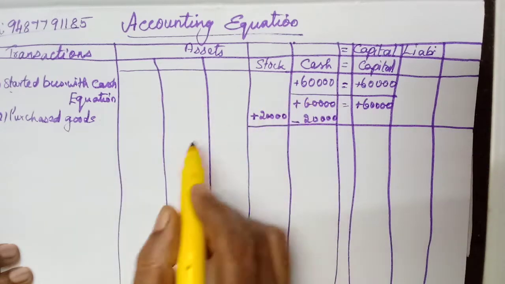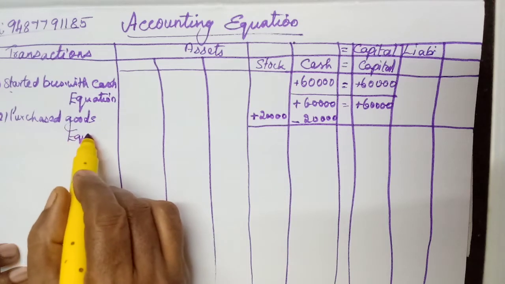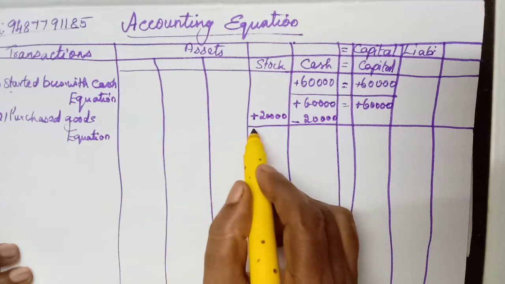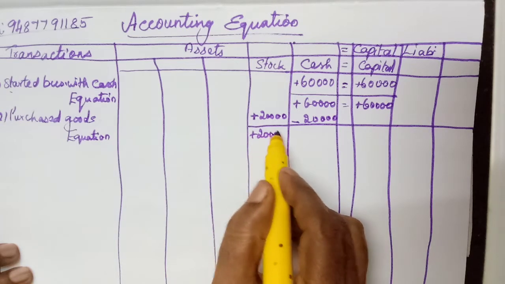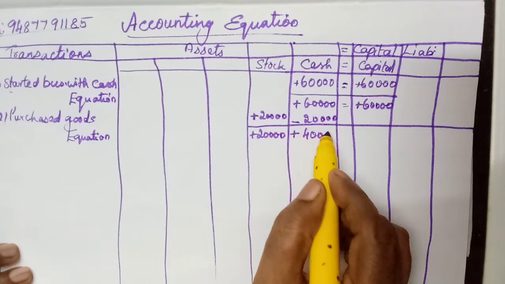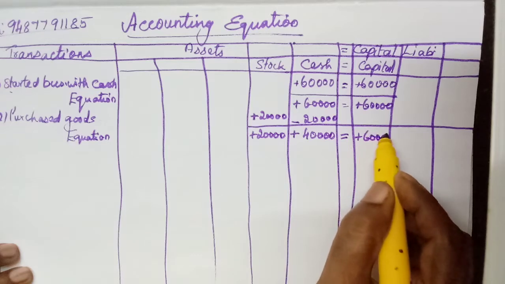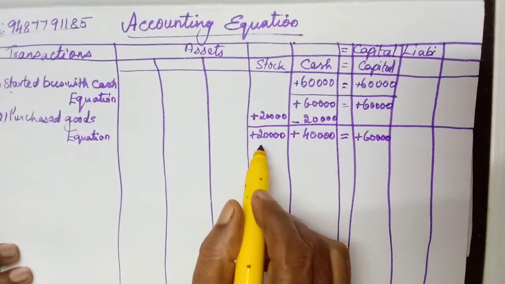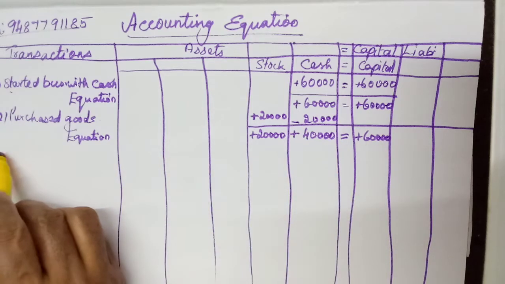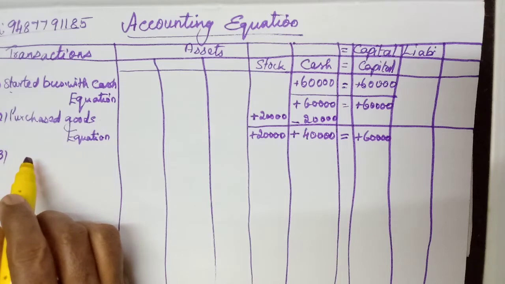Fully we can draw, every time. Then you write the equation again. After each and every transaction we should write the equation. So plus 20,000, here minus 20,000. How much do we get? Plus 40,000 equal to plus 60,000. You can check each equation. Here we get 60, here 60, so it is correct.